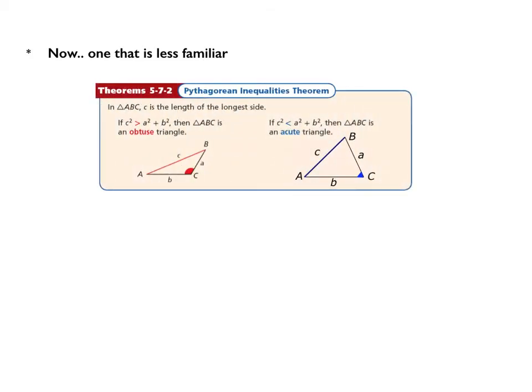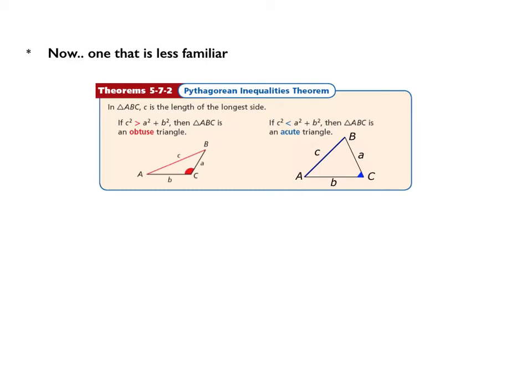Now we look at one that's even less familiar. Again, it's related to the Pythagorean theorem, but this one is called the Pythagorean Inequalities theorem. Again, we've got our triangle, c being the length of the longest side. Again, we're not given any measurements of the angles, but what we are given is the side lengths. So we set up our equation, c squared and then a squared plus b squared. Now we need to determine the relationship between c squared and a squared plus b squared.